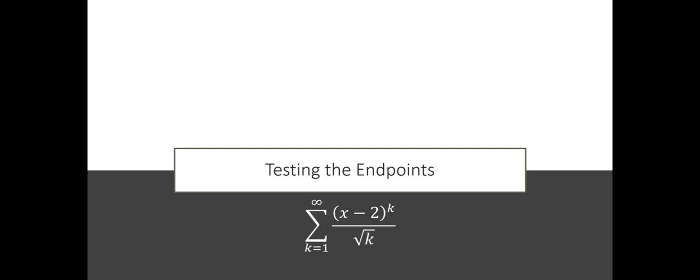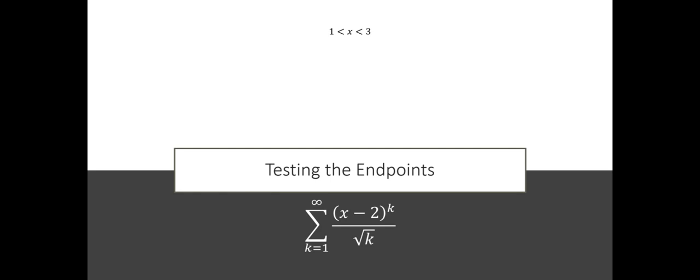So I'm going to do a quick example. I'm not going to run through all the details, just the strategy behind these kinds of problems. So I have here a series that's centered around 2. This is my x naught value because it's the number subtracting from x inside that power of k there. So let's say I went through and did the ratio test on this, and I got that the x values between 1 and 3 are convergent.